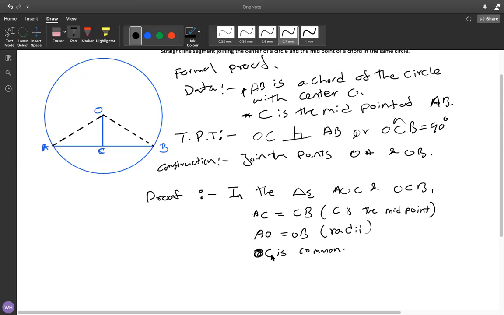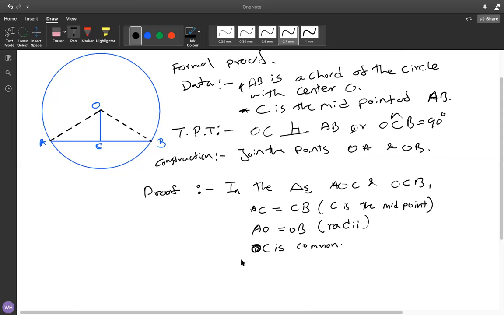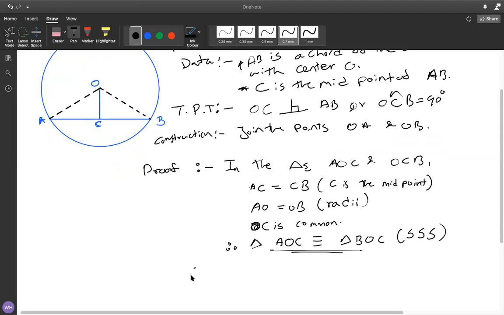So we have written all these three cases with reasons. So you can say that therefore the triangle AOC is congruent to the triangle BOC under the case of SSS. This is not finished yet. Therefore, the corresponding element OCA will be equal to OCB. Why have I only considered this element? Why don't I write the rest of the elements? No need of writing, right?